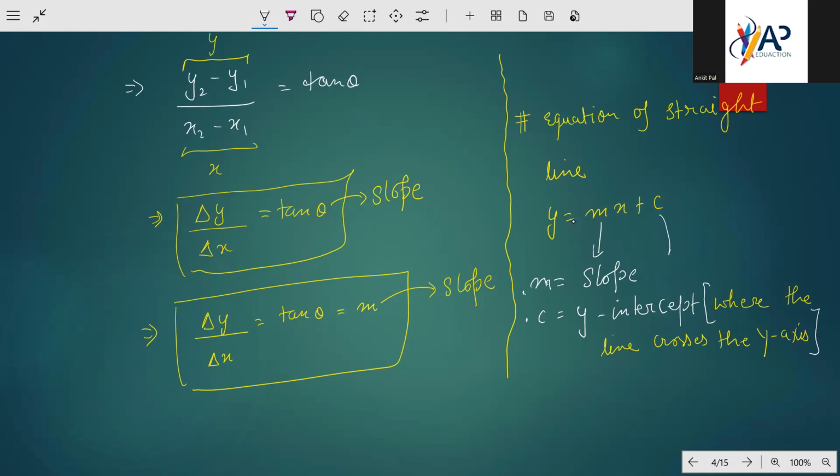This is the equation of a straight line, and this plus c basically tells me whether it is positive or negative. You have to write this.